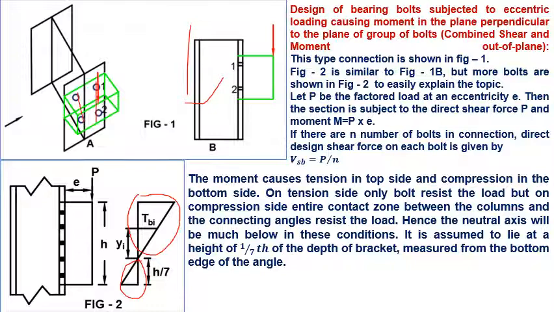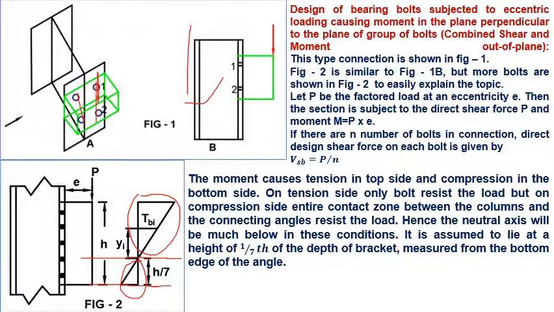On the tension side, only the bolt resists the load, but on the compression side, the entire contact zone between the column and the connecting angles resists the load. Hence, the neutral axis will be much below in these conditions. Generally, it is assumed to lie at a height of h by 7, where h is the depth of bracket, measured from the bottom edge of the angle. So this is the bottom edge of the angle and the neutral axis lies at a height of h by 7 above the bottom edge of the angle.